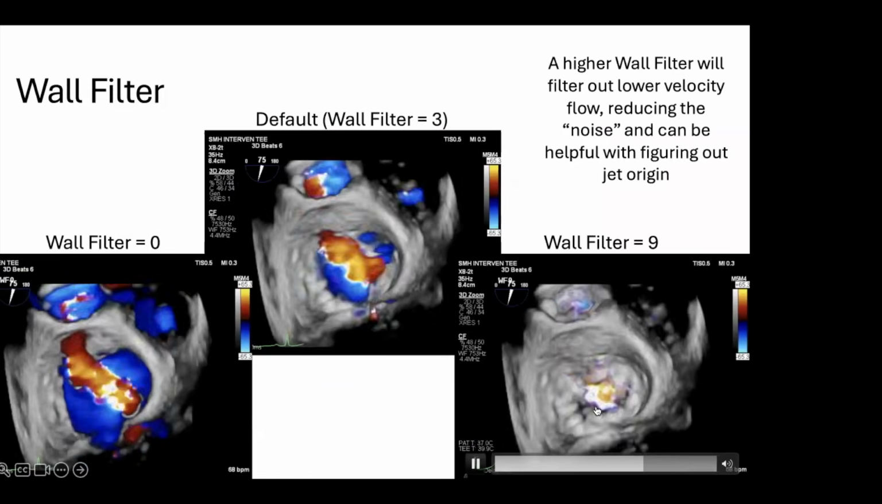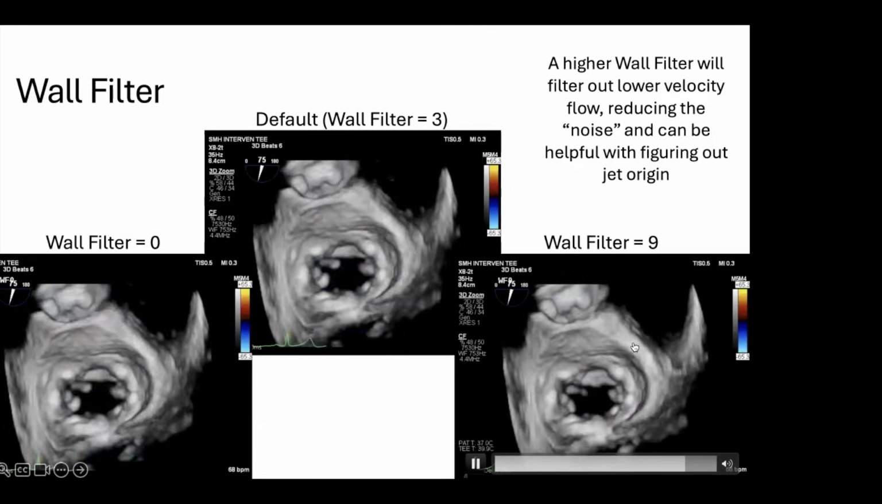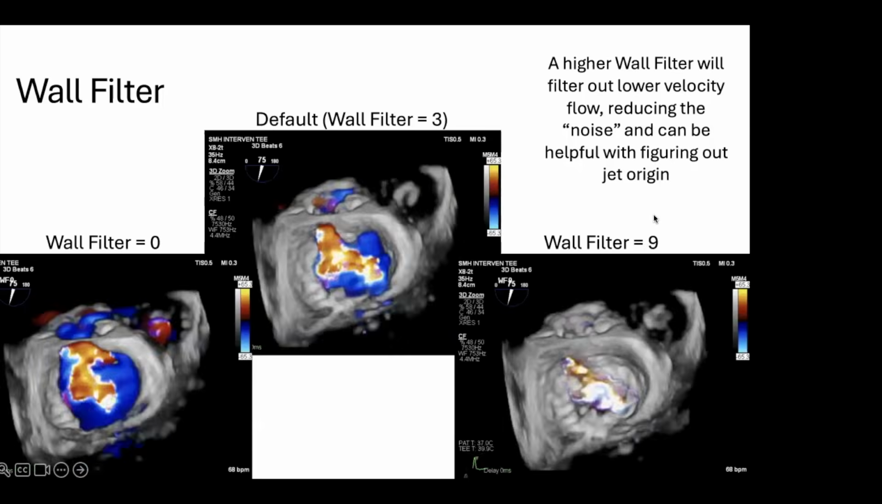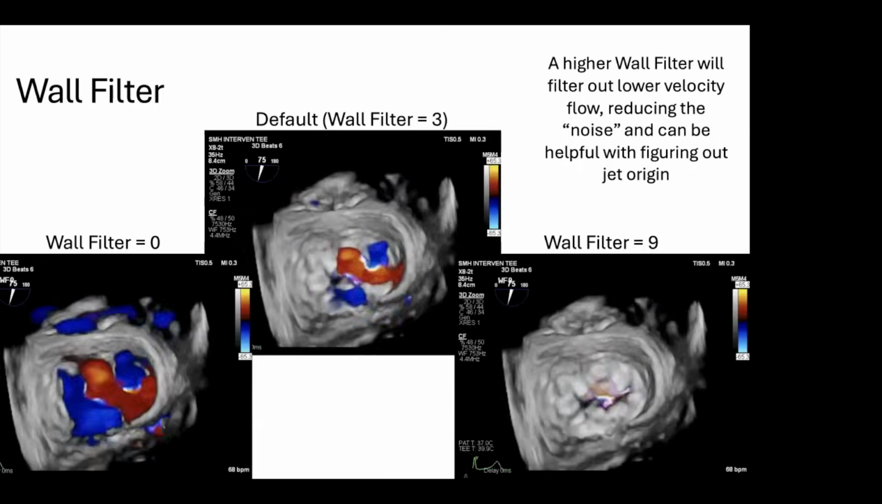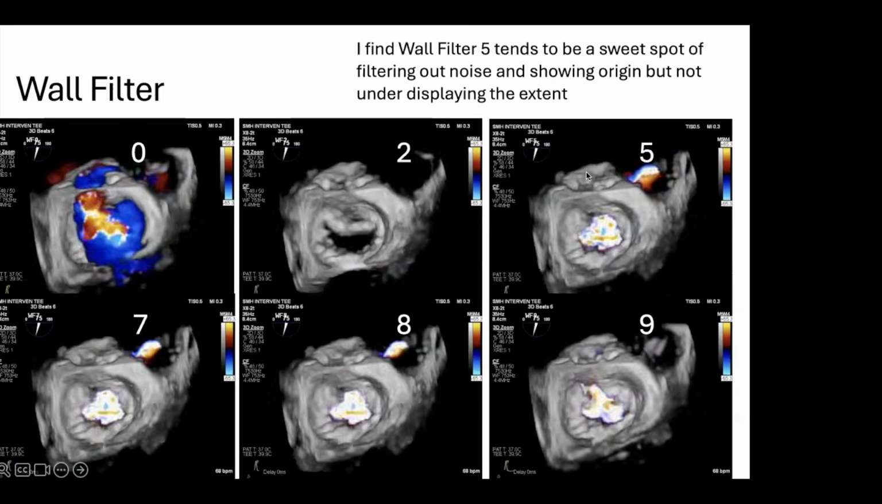When you turn it to 9, we got rid of a lot of color. All you really see is the high velocity things, and this might potentially be useful for seeing the origins of jets, but it will underestimate the extent of the jet because we're getting rid of the lower velocity signal that will occur after the jet has started to spread around the atrium.